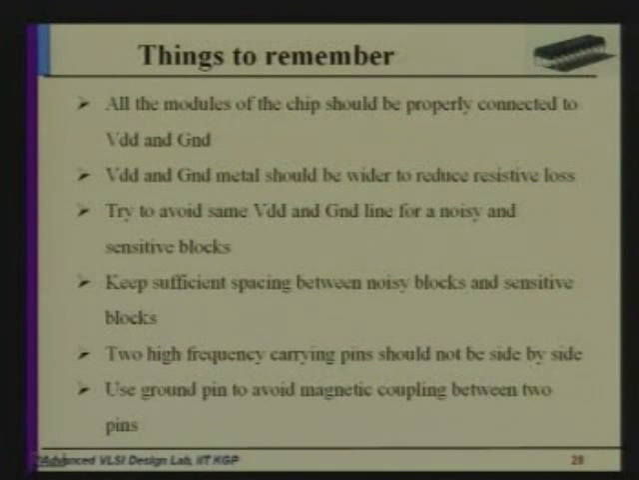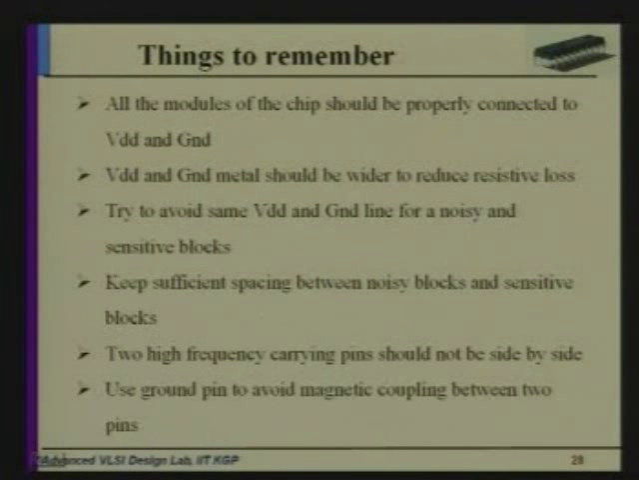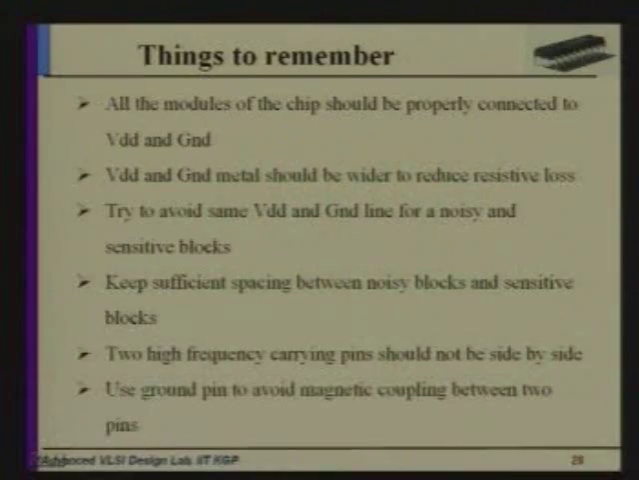So some points we should remember: all modules of the chip should be connected to VDD and ground properly, right? And the VDD line and ground line should be wider, because if you use very thin metal line for VDD and ground, then when a huge amount of current is flowing through that line, you will get a huge drop. Consider your supply is 2 volt. That 2 volt you are putting in the external pin, but if you have very bad routing, what will happen? It will give you a very huge voltage drop due to that huge resistance, right? Then internally you can see some 1.5 volt. Your circuit will not work. That means VDD and ground lines should be wider.